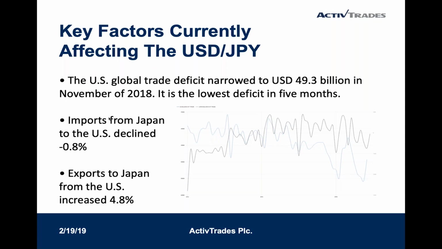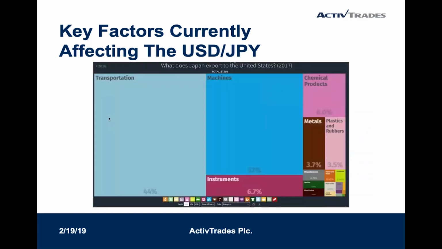And then inversely, China seems to be changing their economy from being a manufacturing and export type of economy to more of a consumer-led one. Japan relies on its exports, so if it's got competition from both China and America now, then the yen is going to be affected by that. Here I've just highlighted what Japan as of 2017 was exporting to America, and again it's mainly transportation and machines.